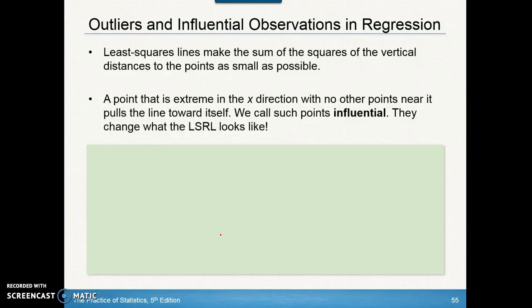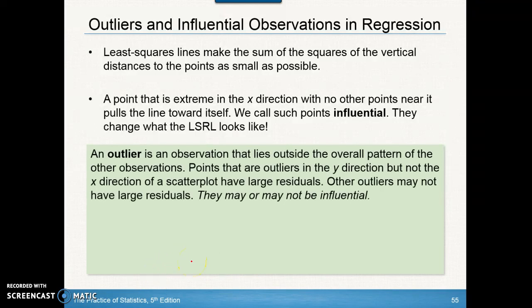A point that's extreme in the x direction with no other points near it pulls the line towards itself, just like that child 18 did. We call that influential. They change what the least squares regression line looks like. So like I said, it's an influential point whenever it's far away in the x direction. So you have your points up here, and then you have this point all the way down here. It's really far away from the rest, but it has a small residual. So that's most likely going to be your influential point.